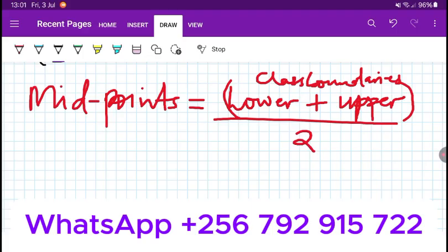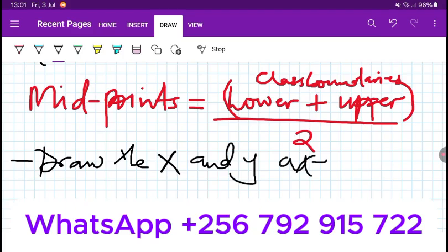Now, the next thing that you do is draw. These are the steps that we go through to complete the frequency polygon. Once you are done with that, you draw the x and y axes. When you draw this, you label the x-axis. The x-axis is going to be labeled with the midpoints.